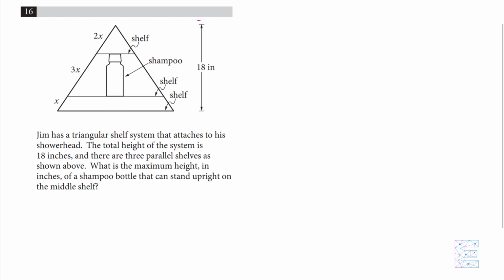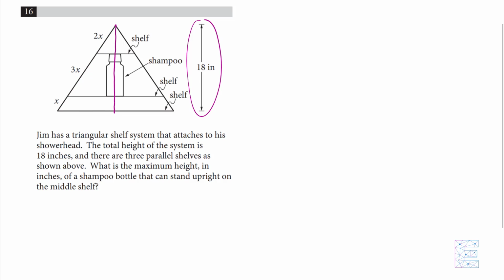The height of this whole thing is given to us as 18, so we know the distance from here to here is 18. Now we are also told that these shelves are parallel, and what that means is we have a bunch of similar triangles here. So there are 3 triangles that I'm going to show you. First one is this little guy right here. Second one is this middle one right here. And the third is, of course, the big triangle right here. And all of those are similar.